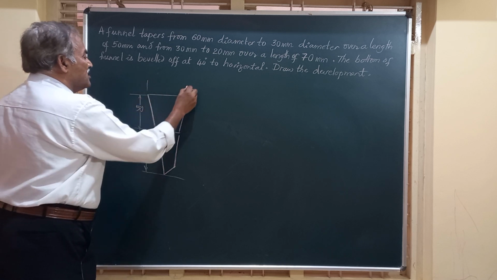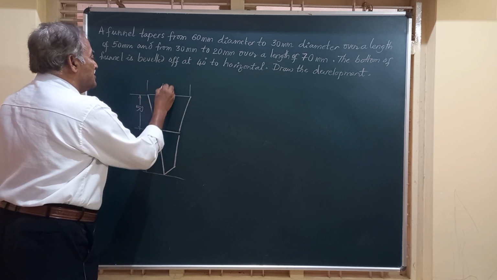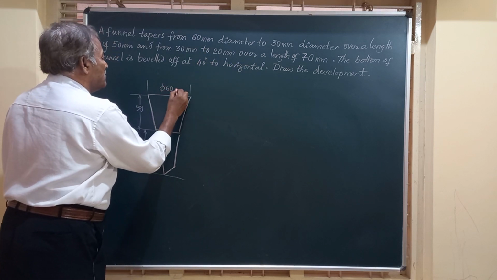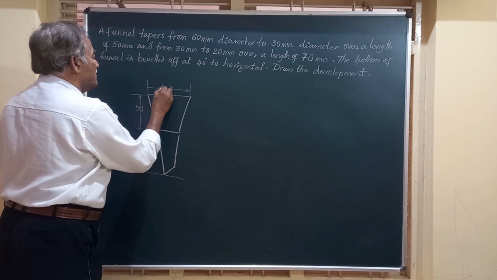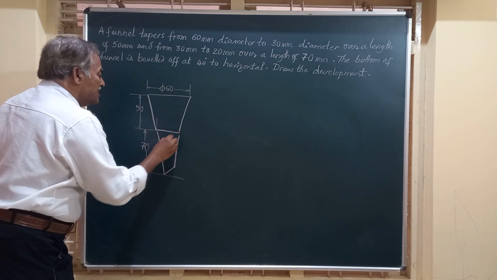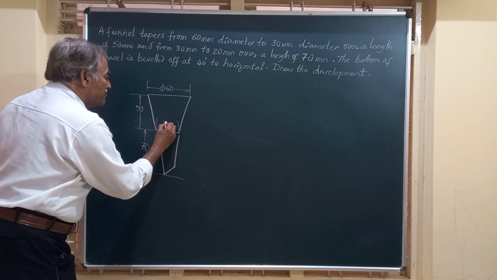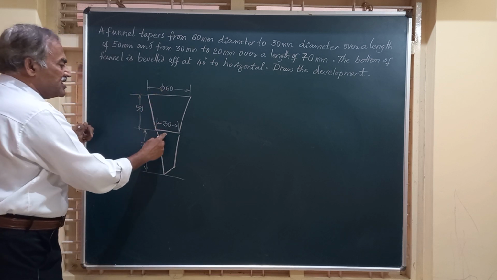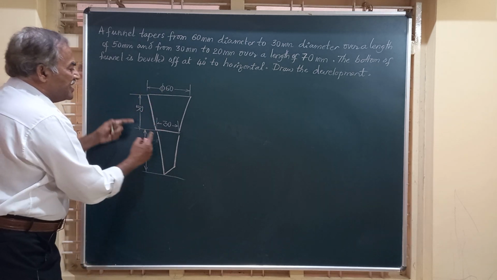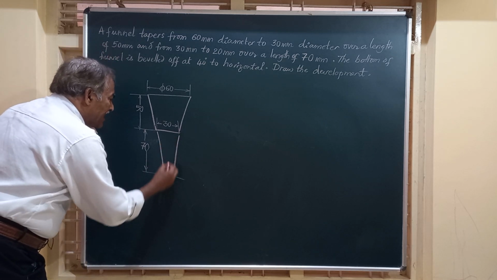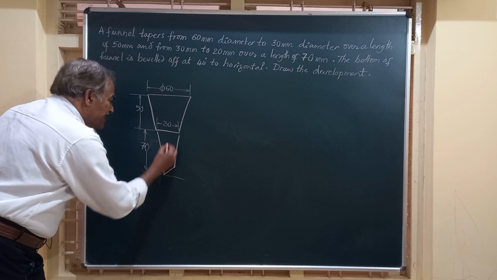This is having a diameter 60. It's tapering from 60 mm. So the maximum diameter at the top is 60 mm, and it is tapering down to 30 mm, and he has given the length over which it is tapering from 60 mm to 30 mm. Again from 30 mm it is tapering down to a diameter of 20 mm.